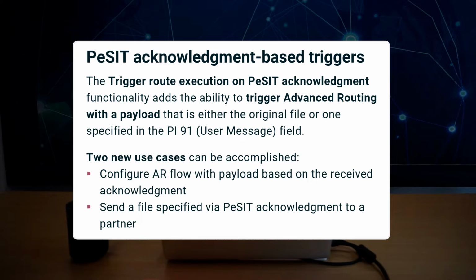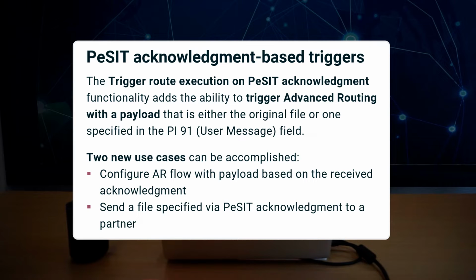The trigger route execution on PeSIT acknowledgement functionality has been extended with the ability to trigger advanced routing with a payload that is either the original file or one specified in the PI91 field. Two new advanced use cases can now be accomplished.